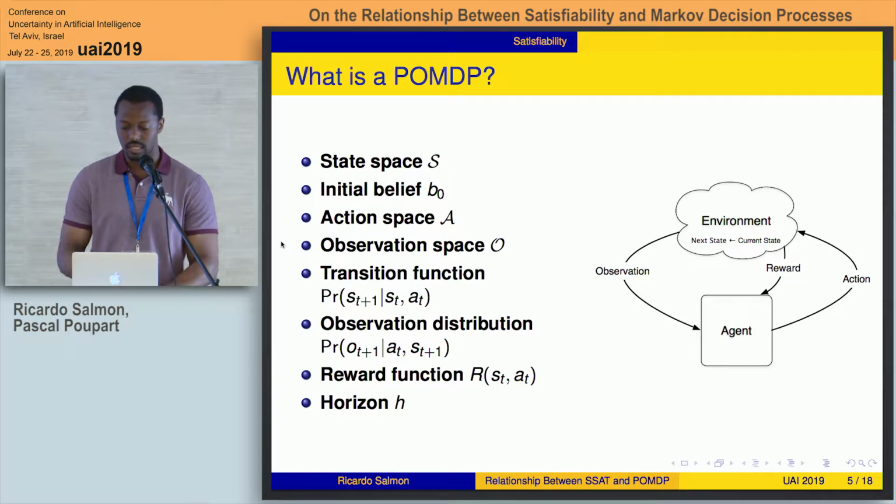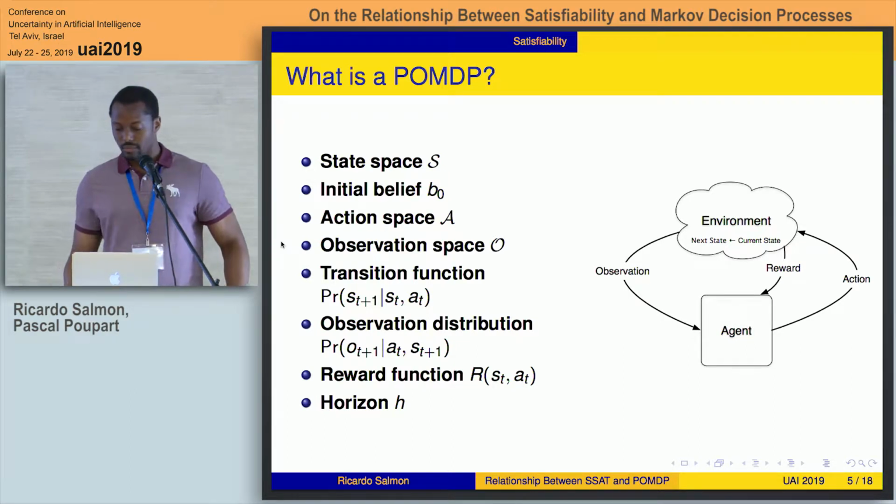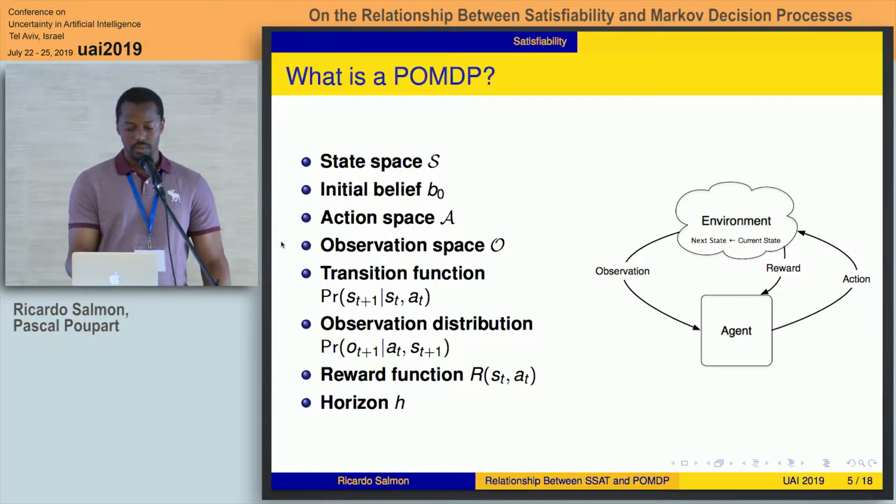So what exactly are POMDPs? A simple idea is that you have an agent in an environment, and they can take actions from some action space, and the environment is in some particular state, and you get a reward based on the action taken and the current state of the environment. But you do not get to observe the environment. Instead, you receive an observation that's correlated with the state.